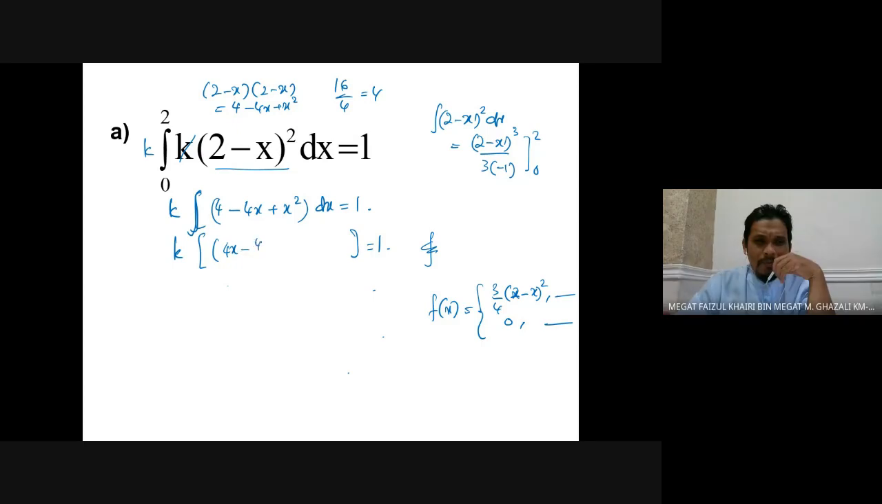For 4x minus 4x squared over 2 plus x cubed over 3, from 0 until 2. Okay, saya silap sini. Sorry.